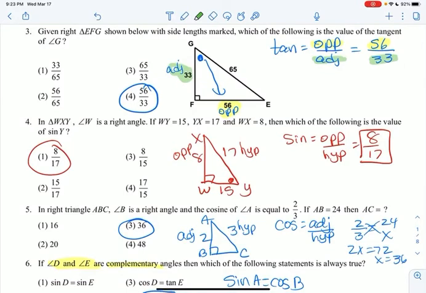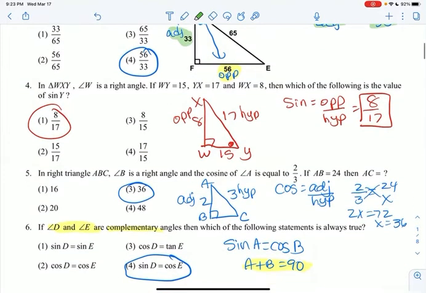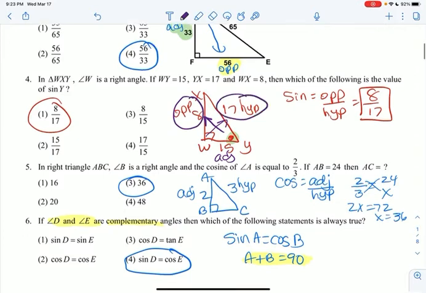Number 4, I have a triangle WXY. W is a right angle. So I make sure that W is a right angle. The X and the Y don't matter if they're on the top or the bottom. WY is 15, so I put that on my picture. XY is 17, and WX is 8, and they want to know which is the value of the sine of Y. So if I'm basing this whole thing off of Y, this is opposite. Hypotenuse is across from the right angle, that's the 17. The side left over is my adjacent side. And I want to know the sine of Y, so sine is opposite over hypotenuse. So I use the 8 and the 17, choice 1.